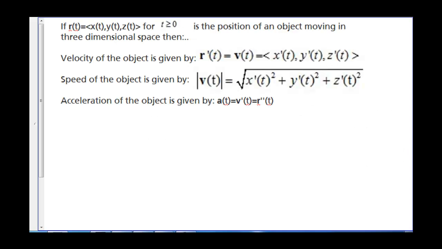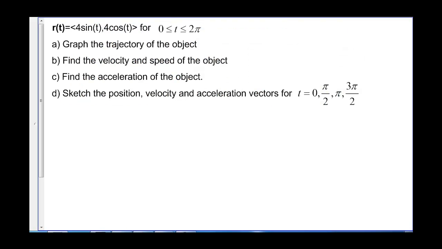The same thing is true with vector valued functions. So if r of t equals x of t, y of t, z of t for t greater than or equal to 0 is the position of an object moving in three-dimensional space, then the velocity of the object is given by r prime of t, and the speed of the object is given by the magnitude of the velocity, and the acceleration of the object is given by the derivative of the velocity or the second derivative of the position. So let's go ahead and try one.